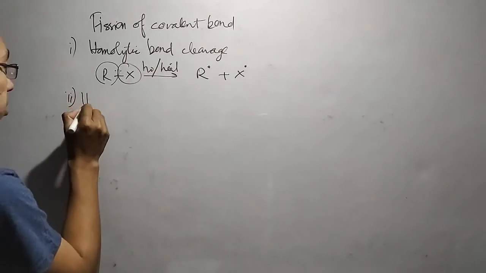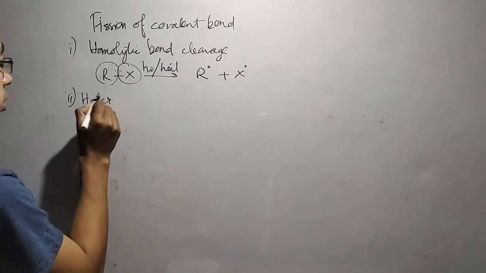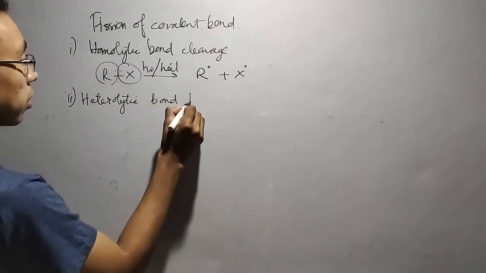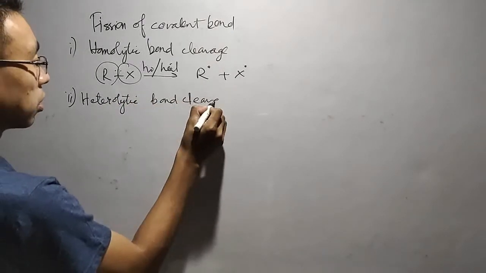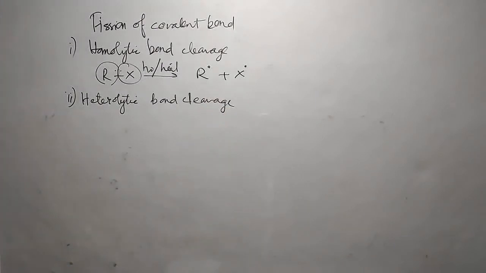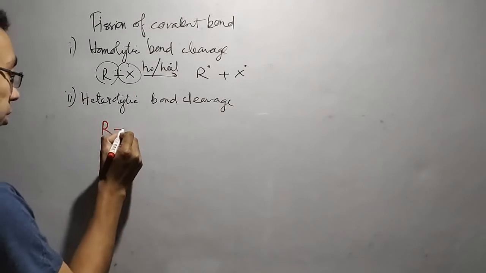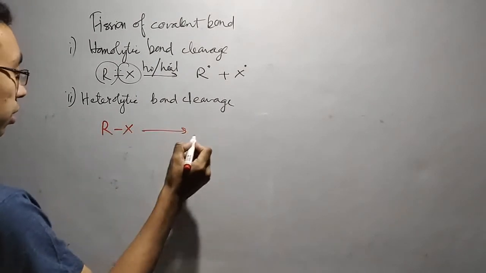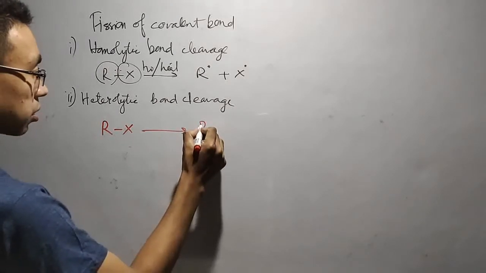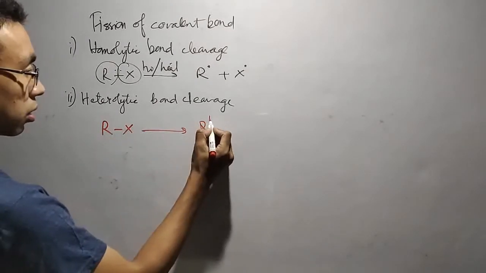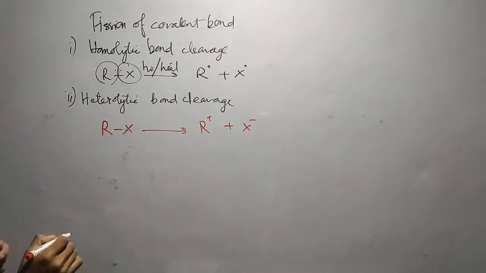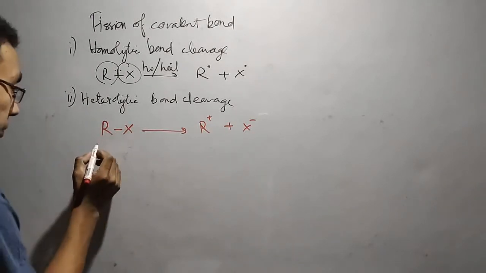The second type is heterolytic bond cleavage. Okay, so under this, let us see one example. Suppose RX, it gives ions, so R plus and X minus. It may be R minus and X plus also. Now in this case, what happens?